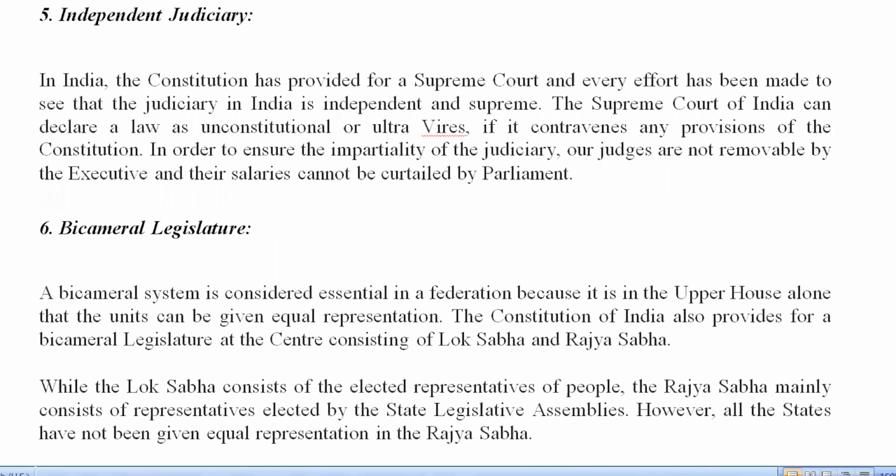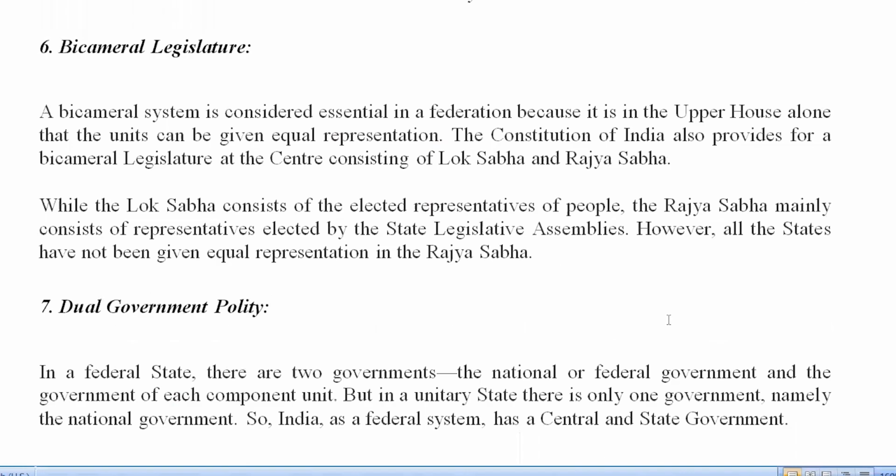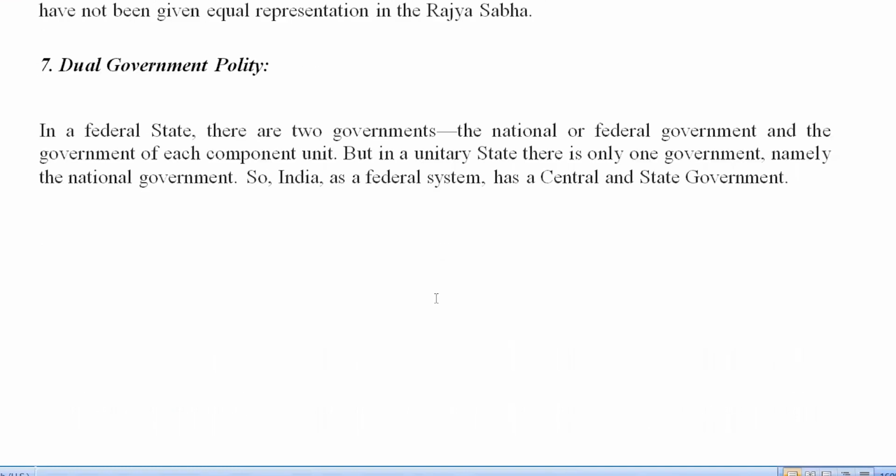Bicameral legislature. A bicameral system is considered essential in a federation because it is in the upper house alone that the units can be given equal representation. The Constitution of India also provides for a bicameral legislature at the center consisting of Lok Sabha and Rajya Sabha. While the Lok Sabha consists of the elected representatives of people, the Rajya Sabha mainly consists of representatives elected by the state legislative assemblies. However, all the states have not been given equal representation in the Rajya Sabha.